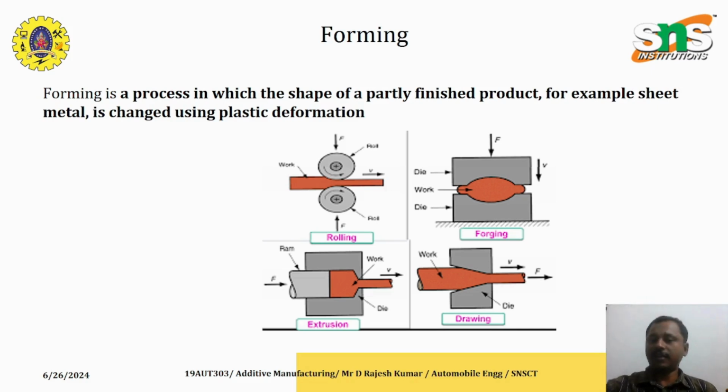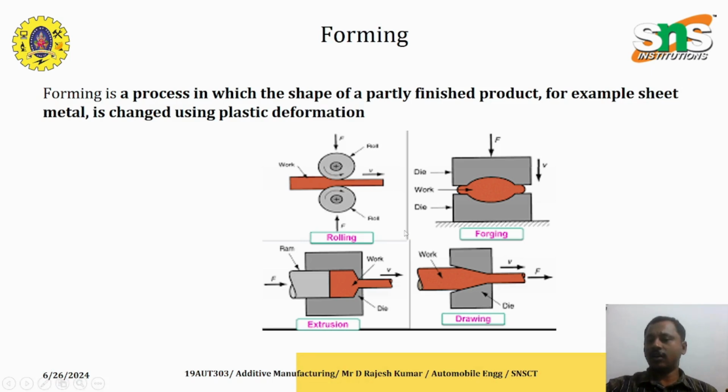Under forming, the first process you can see here in the image is rolling. In rolling, the component's diameter is reduced. You can see here the rollers are placed up and down, and the component is sent in between the rollers. This is how the diameter is reduced for the component. This process is called rolling.